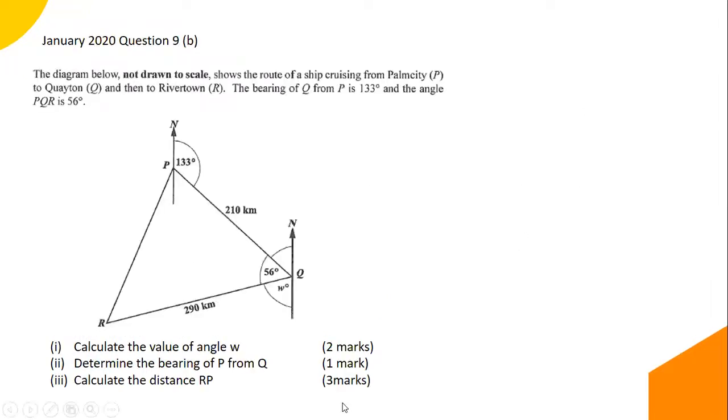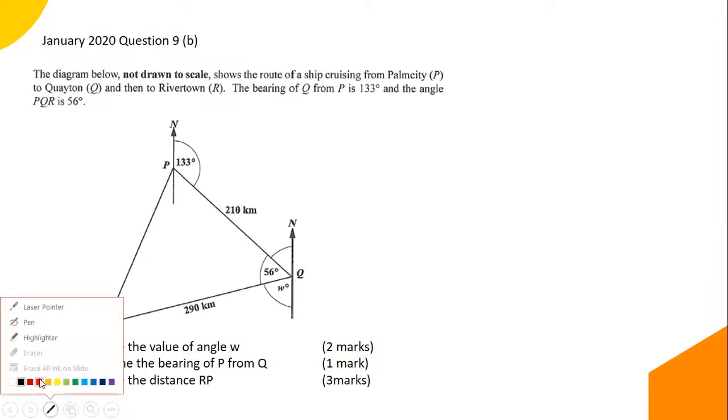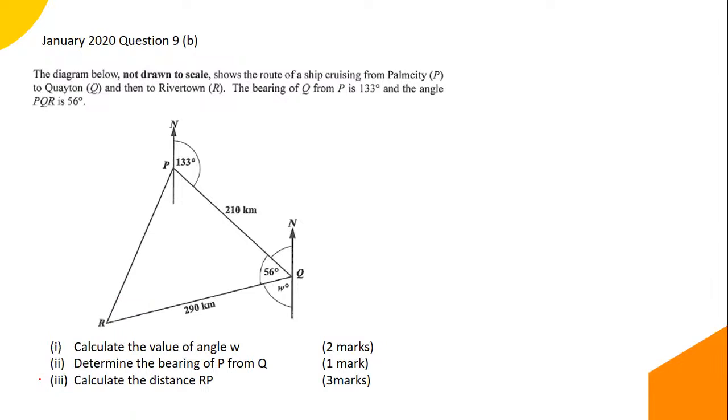Moving on, January 2020, question 9B. Same year, but now we're on question 9B instead. All right, the diagram below, drawn to scale, shows the route of a ship cruising from P to Q, and then to R. The bearing of Q from P is 133. They showed it in the diagram. And the angle PQR is 56 degrees, and they showed it for us. We don't have to insert anything.